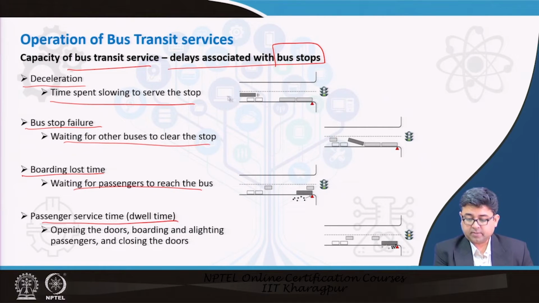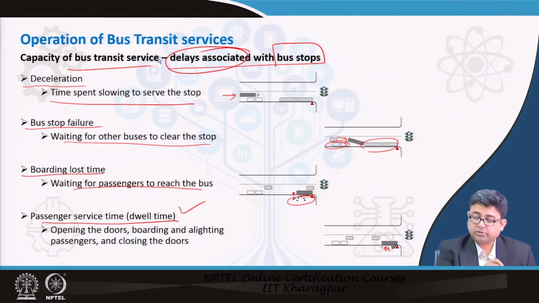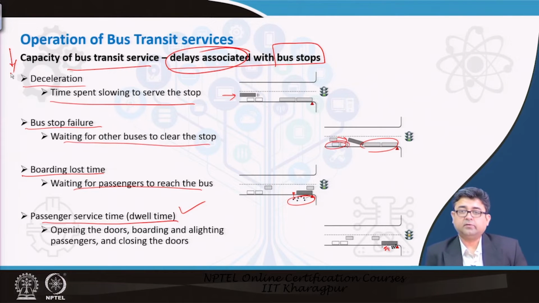Deceleration is when the bus is coming and has to lower its speed. Bus stop failure is when it cannot get in because there are parked vehicles and two buses are already being served. Boarding lost time is when lots of people are already boarding another bus or cannot reach this bus in time. And then the actual dwell time needed for the passengers to board and alight the bus. All of this contributes to the delay associated at bus stops, and these delays essentially reduce the capacity of the bus transit system.